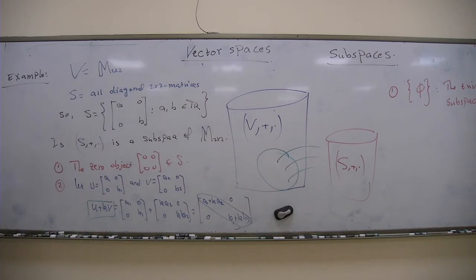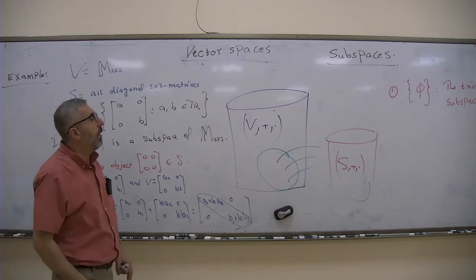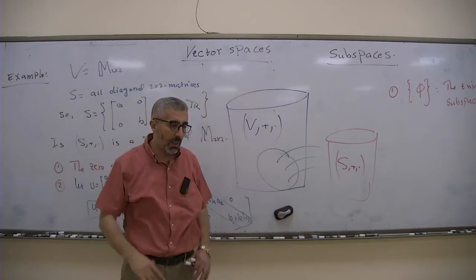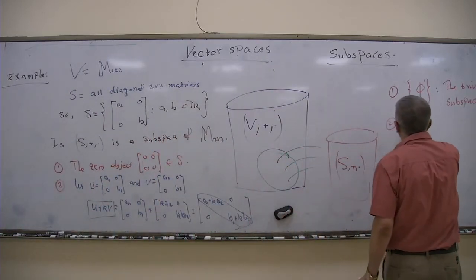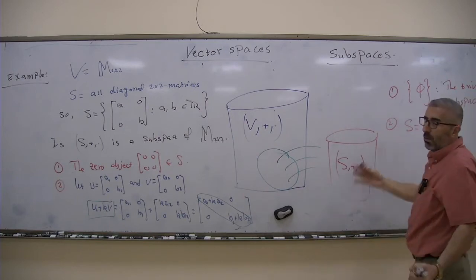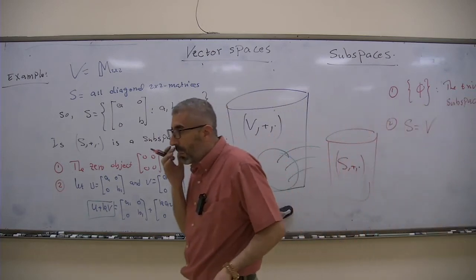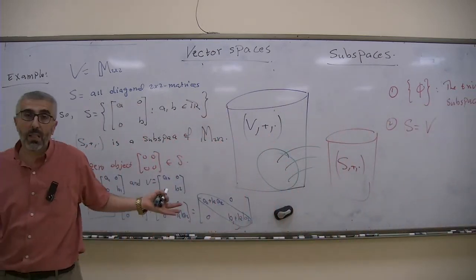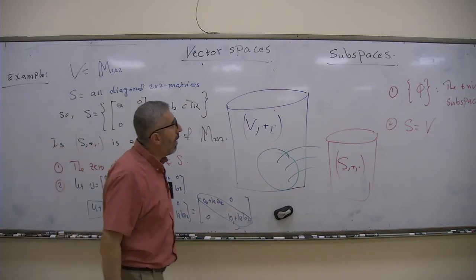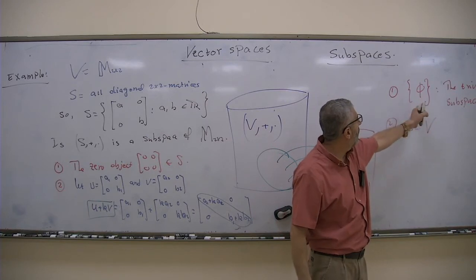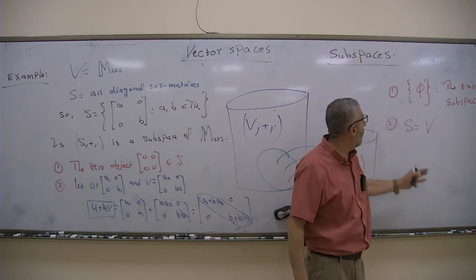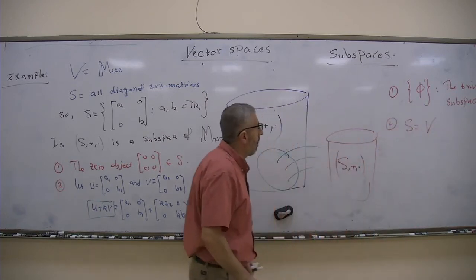What else? Something easy that you can take right away. If you are kind of greedy and you take the whole vector space, S is V. It is obviously a vector space, and it is a subspace of itself. Okay? So those are the most trivial subspaces you can form: the zero object and the whole vector space. Okay?